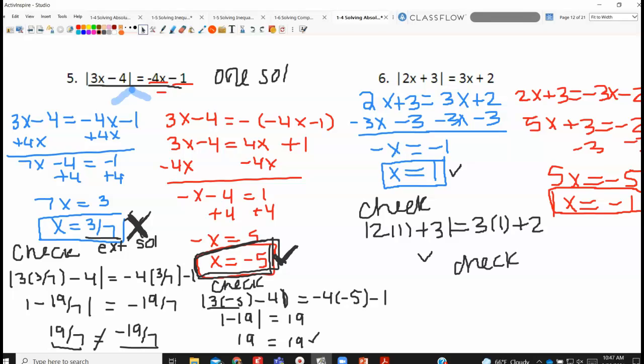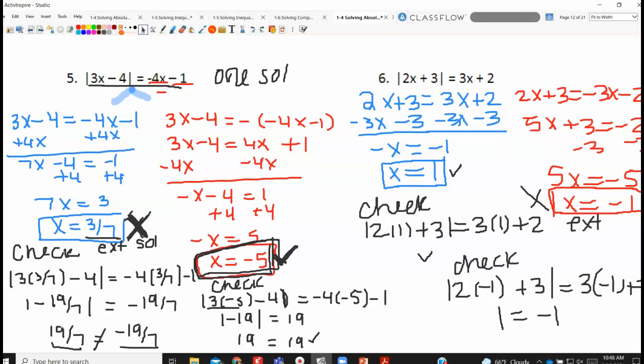Checking negative 1. You get 2 times negative 1 plus 3 equals 3 times negative 1 plus 2. So negative 2 plus 3 is 1. Absolute value of 1 is 1. You get negative 3 plus 2, so you get negative 1. So that means x equals negative 1 fails. That's an extraneous solution. So again, this has one solution.